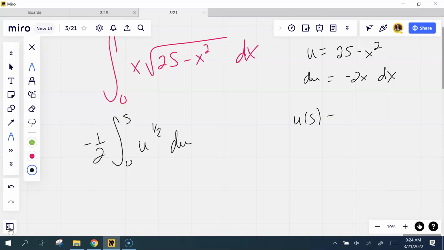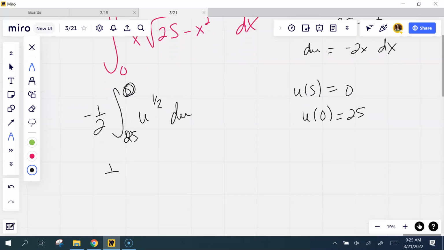So u of 5 is 0. And u of 0 is 25. So this becomes 25 and this becomes 0. No, say that backwards. This becomes 0. This becomes 25. So again, I have to reverse and negate. So this is 1/2 from 0 to 25 of u to the 1/2 du. You've got to evaluate. It says find the value, so you need a specific value.